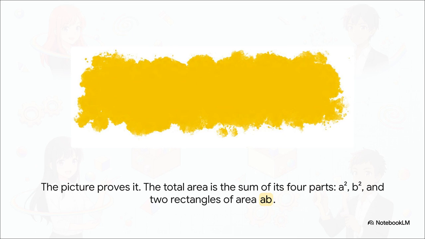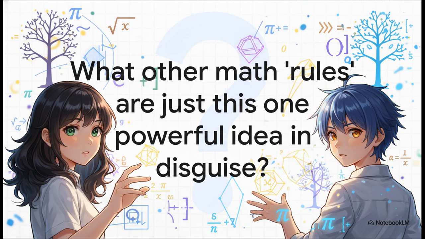It's perfect. So there you have it, the distributive property. It's this one simple idea, just breaking things apart, that lets us build up almost the entirety of algebra. It's hiding everywhere. Which leaves me with one final question for you. Now that you know what to look for, what other math rules that you've learned are just this one powerful idea in disguise?